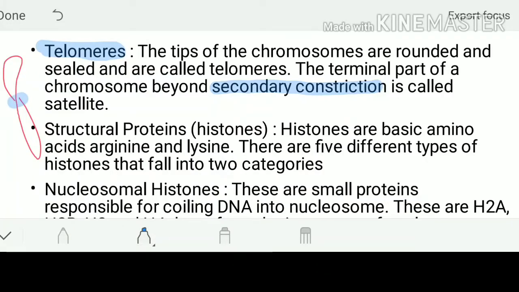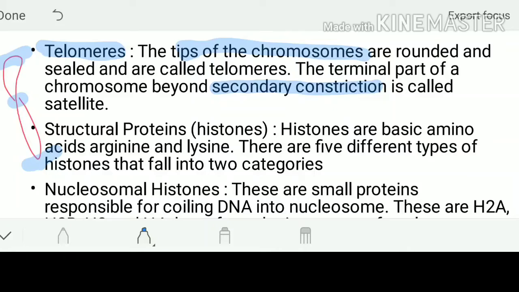This center point is the centromere, which is called the primary constriction. These two ends are telomeres. These are the tips of the chromosome, which are rounded and sealed. They are called telomeres. So please keep this in mind.